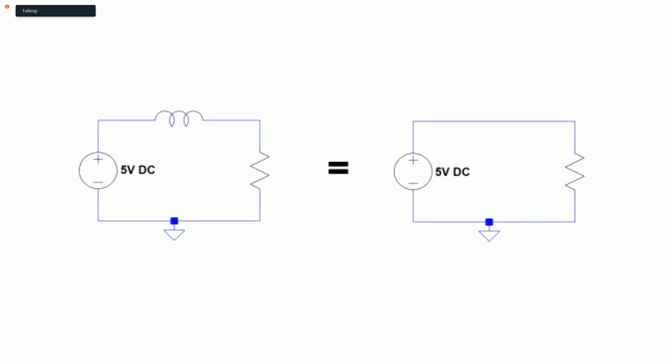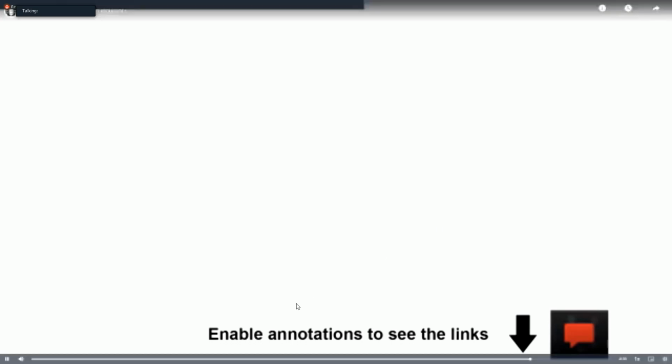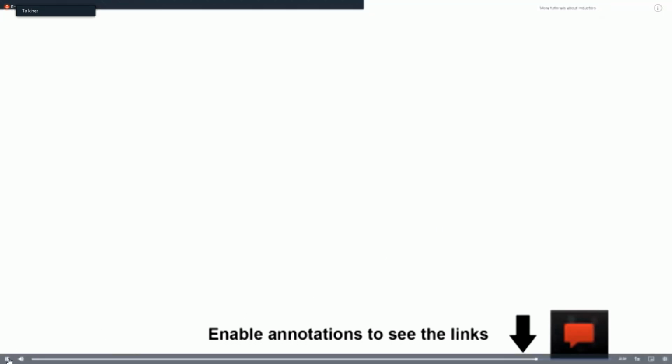Finally, inductors have almost no effect on DC. They're basically just pieces of wire with a resistance of a few milliohms. Alright, that's the basics of how an inductor works. Now, I've got a couple more videos with more information.